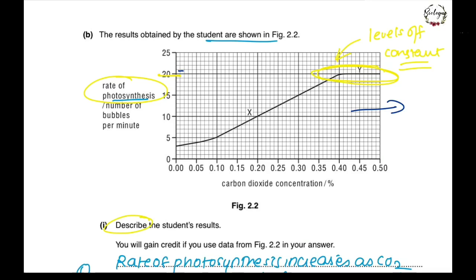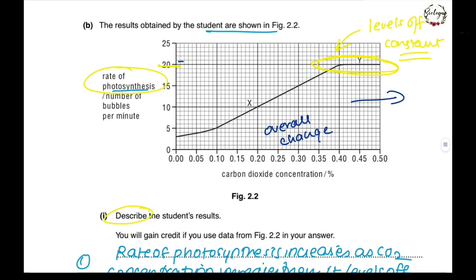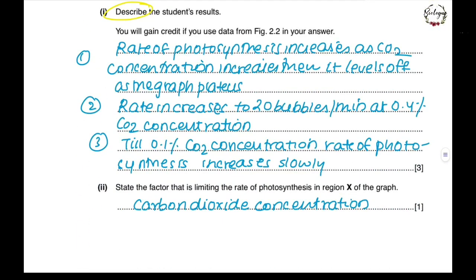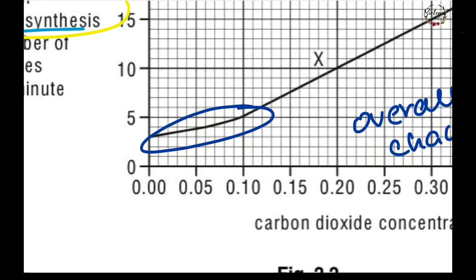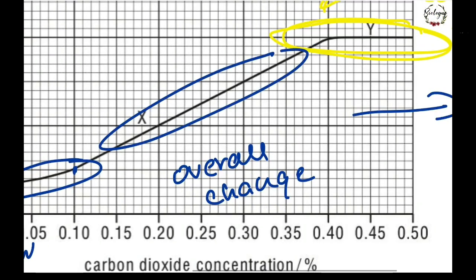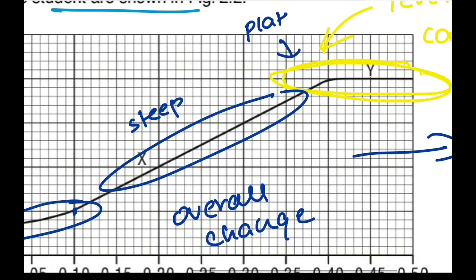Okay, so we are talking about the overall change. What is the overall change in the rate? So it increases to 20 bubbles, and this is the maximum that it reaches, the peak. Till 0.1 concentration, the rate of photosynthesis increases slowly. We are talking about this portion of the graph where till this part only a slow increase is there, but here we are able to see a steep increase, and then here the graph plateaus or remains constant, or we can say it levels off.